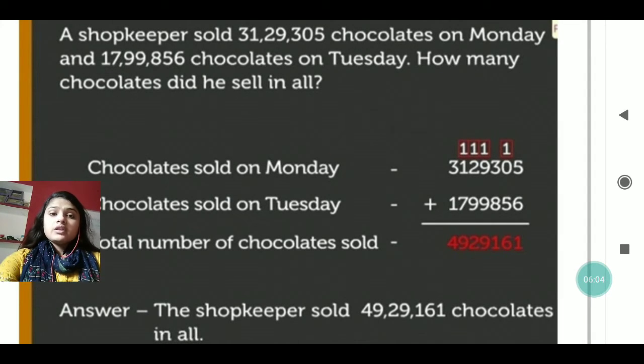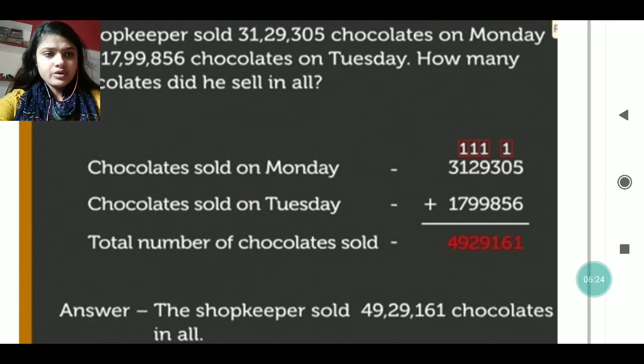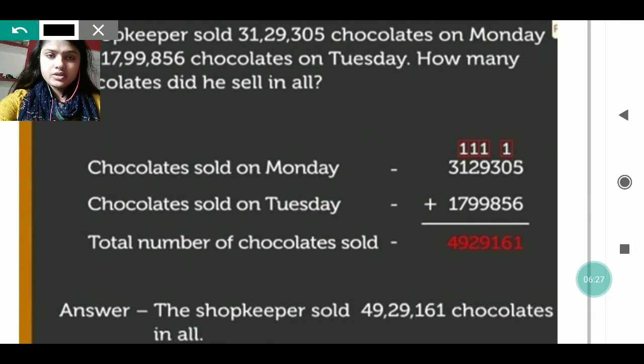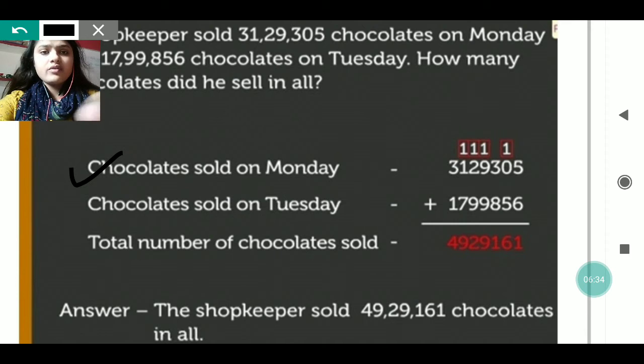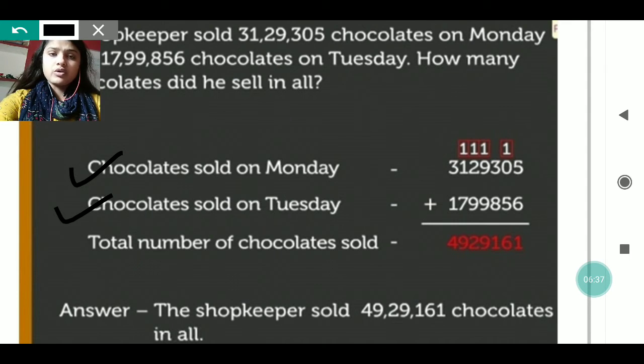Now you can see, we are here with some word problems. A shopkeeper sold 31,29,305 chocolates on Monday and 17,99,850 chocolates on Tuesday. How many chocolates did he sell in all? So it's very easy to do. You have to write the statement, which is very important. You will write chocolates sold on Monday, or you can write number of chocolates sold on Monday. Then you will write chocolates sold on Tuesday, or number of chocolates sold on Tuesday.